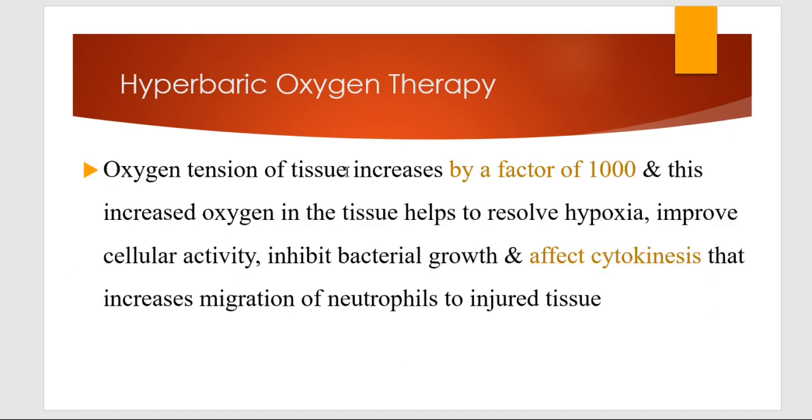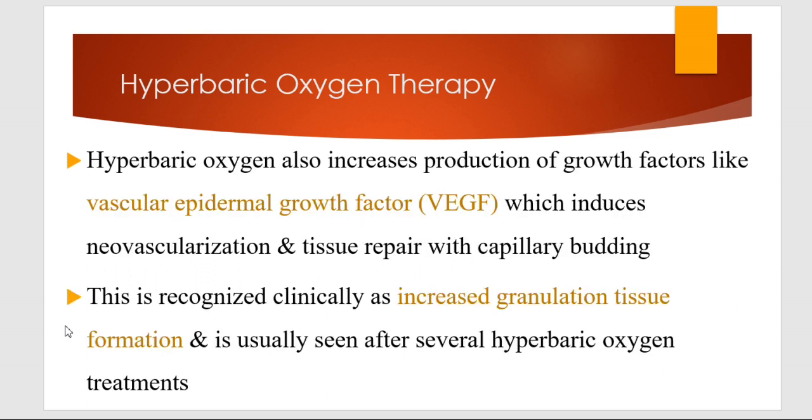So oxygen tension of tissue increases by a factor of almost 1000, and this increased oxygen is going to help in resolving the hypoxia. It improves cellular activity, it inhibits bacterial growth, and it affects cytokinesis. And this increases the migration of neutrophils to injured tissue, again increasing phagocytosis and control of the disease.